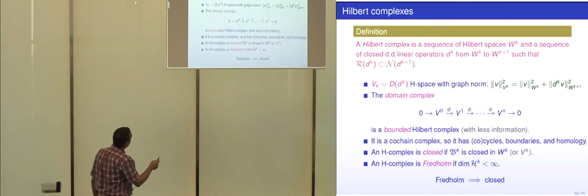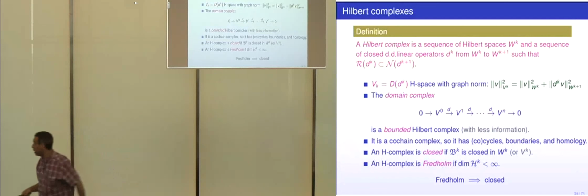And so it has some domain in Wk. And then if you do two Ds in a row, you get 0. So that means that D of anything in its domain, that's the range of D, is in the domain of the next D, and the next D takes it to 0. So it's in the null space of the next D.